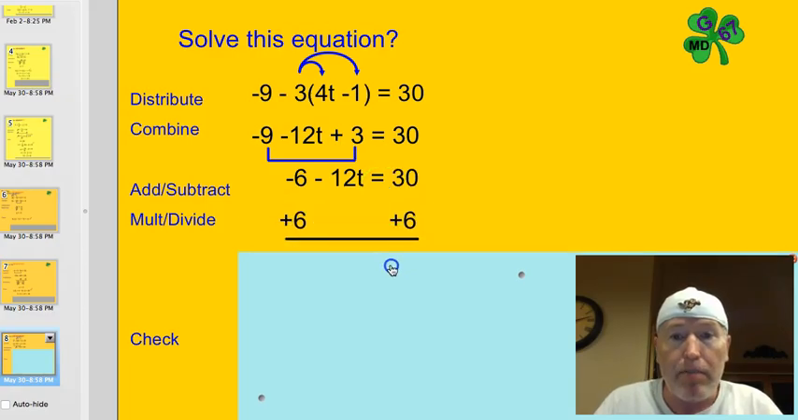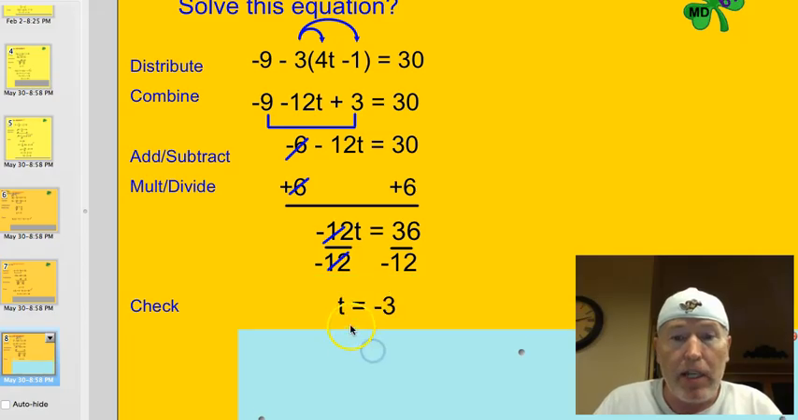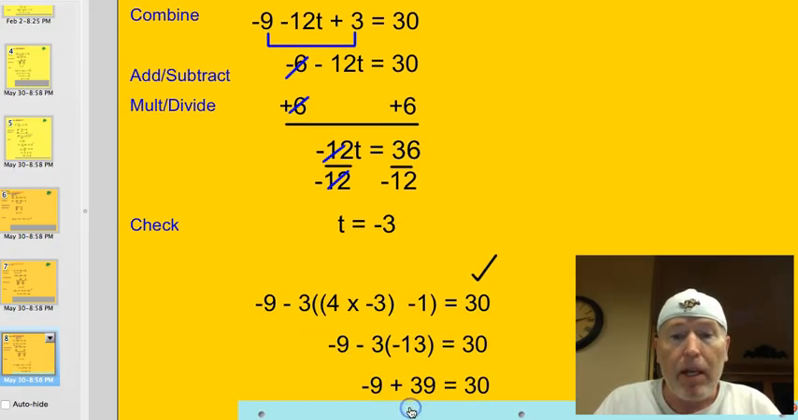Now you can add 6 to both sides. These bad boys will cross off. Looks like you're going to have a -12t equals 36. You're going to divide by -12 on both sides here. Now you've isolated the t. You've got t is equal to 36 divided by a -12, which is a -3. Pop it in, and your answer checks out.